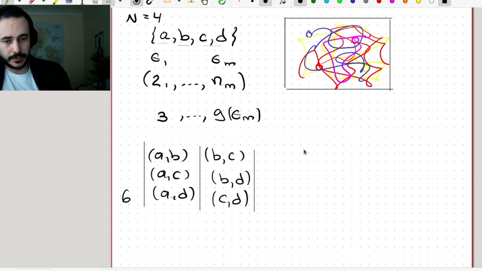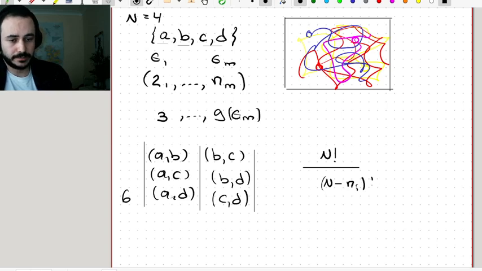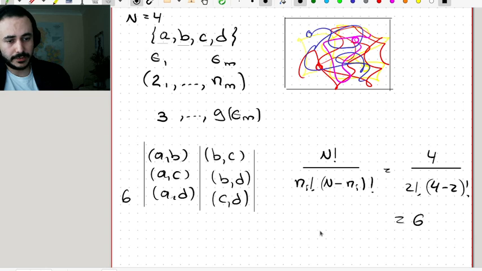But what we saw in the general formula before is that for a choice of n1 particles that go into a certain energy, the contribution to the total statistical weight would be given by n factorial over (n minus n1) factorial times n1 factorial. In this case, this is 4 factorial, this is 4 minus 2 factorial, and this is 2 factorial. And if you do that, you get 6. So that makes sense. That's working.